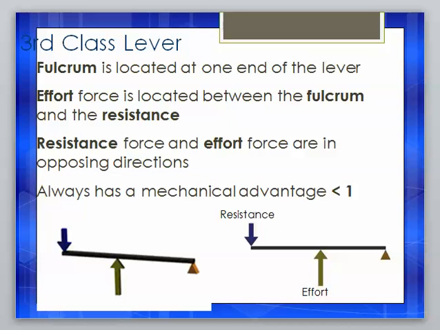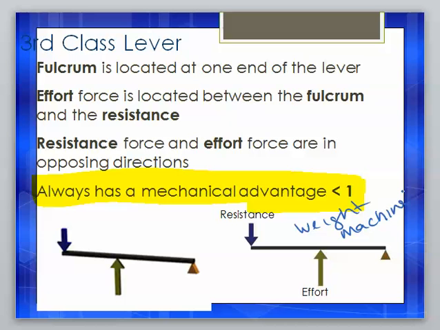The last one here is a third class lever. A lot of times machines, or weightlifting machines, are set up with third class levers so that you have to put a lot more effort into them than the resistance. They can use a very small resistance, and you'd have to apply a lot of effort to lift it. Third class levers always have a mechanical advantage of less than 1. Again, a lot of times this would be used for weight machines, just to put it simply, to give you muscle heads an example.